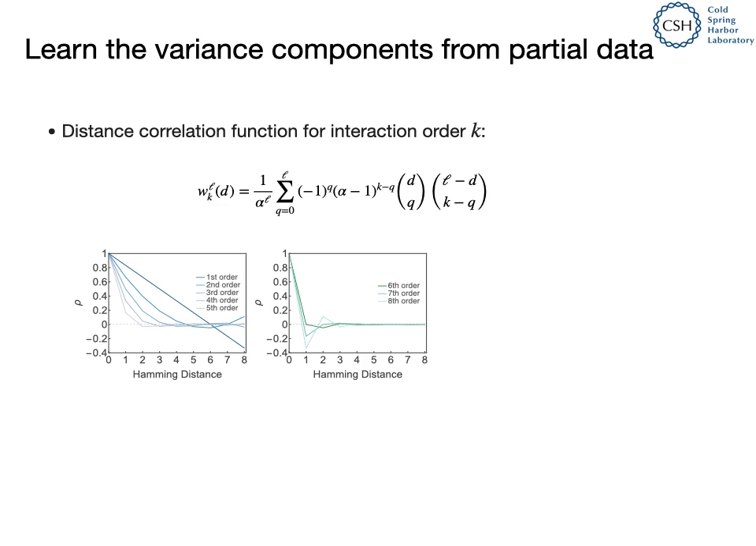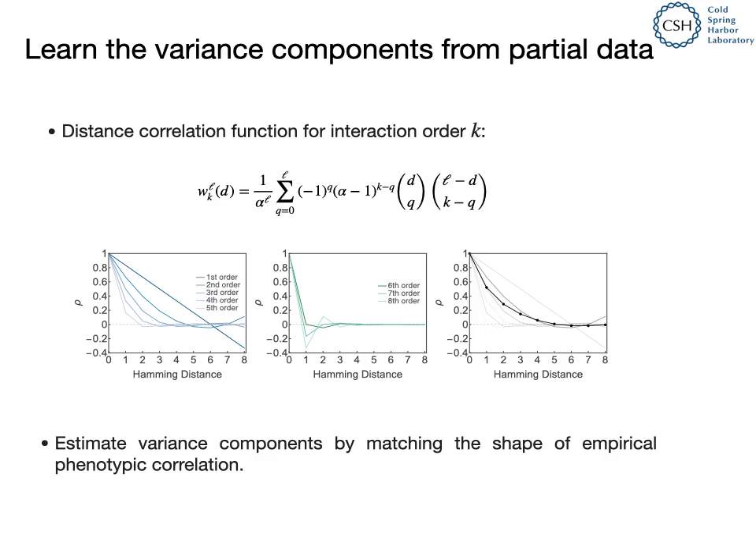So how do we infer the variance components from the data? Our method relies on a mathematical result that says the distance correlation of phenotypes, when there is only a certain number of interactions, takes a very specific shape, as shown here on these two panels. Given an empirical distance correlation, shown here in black, we can identify the best combination of these curves that gives rise to the observed curve, and the weights for these curves then correspond to the variance components.